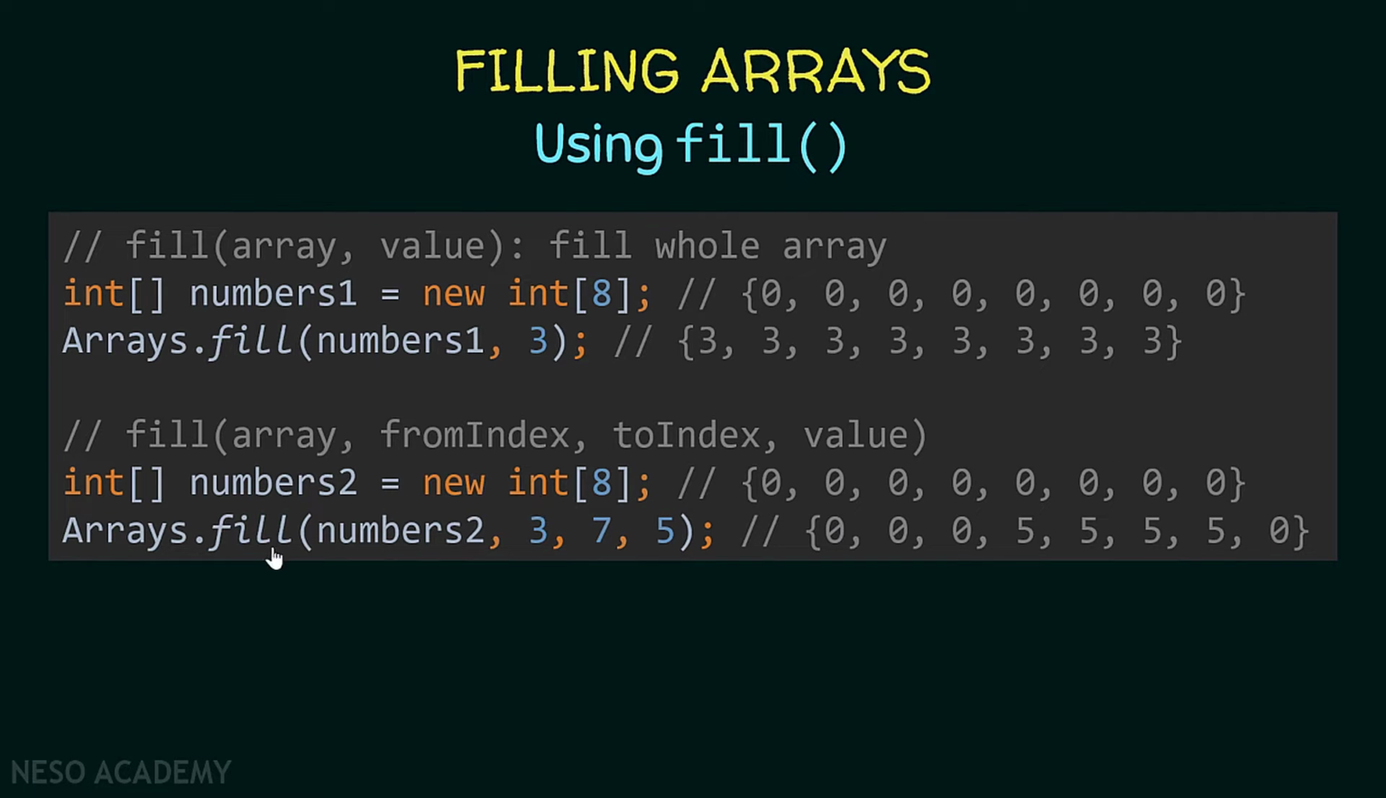And after that we are using the fill method. We want to fill numbers2 starting from the index 3 up until the index 6, which is 7 minus 1. And the value that we want to fill is the number 5. So now the array will look like this. This position over here is index 3 and this position is index 6. And as you can see, these elements are equal to 5. And the first 3 elements and the last element are still 0. And of course, if you want to fill the last element, we will put 8 over here because the index of the last element is 7.